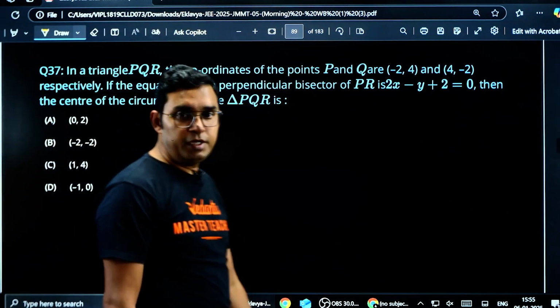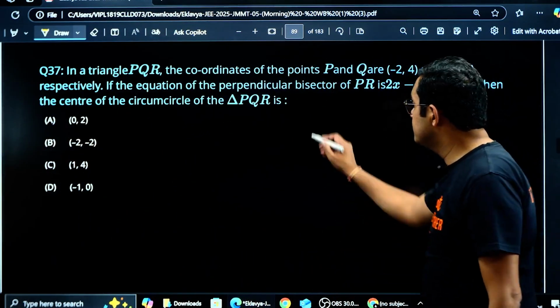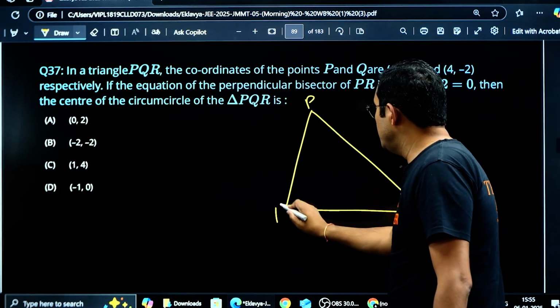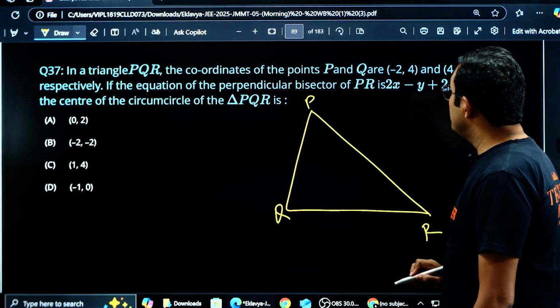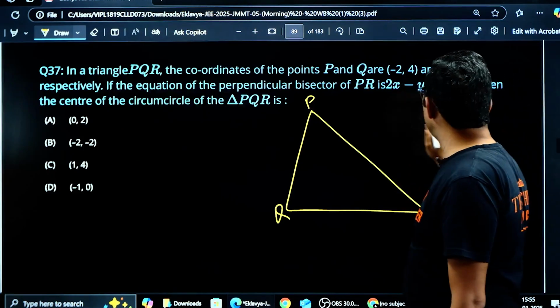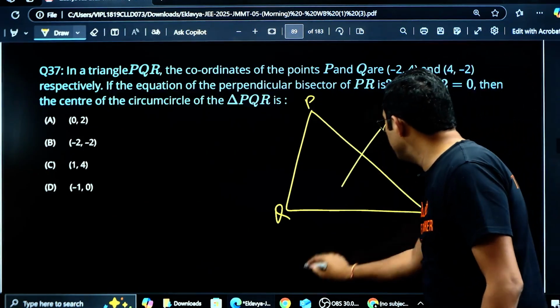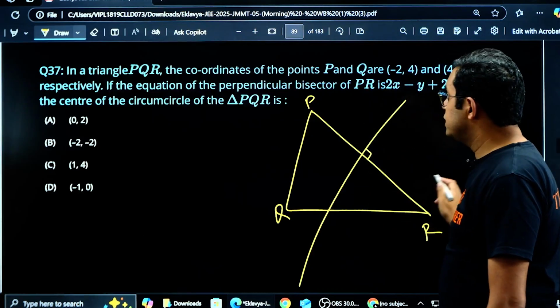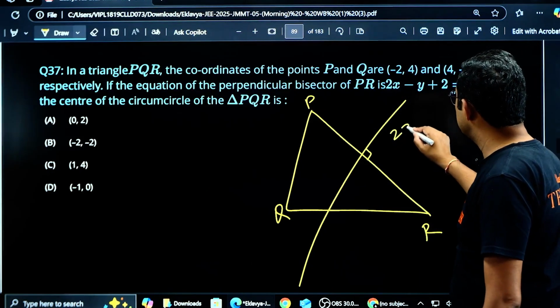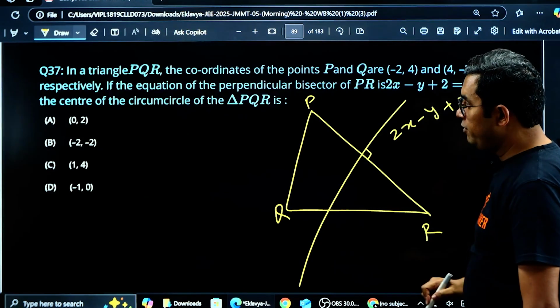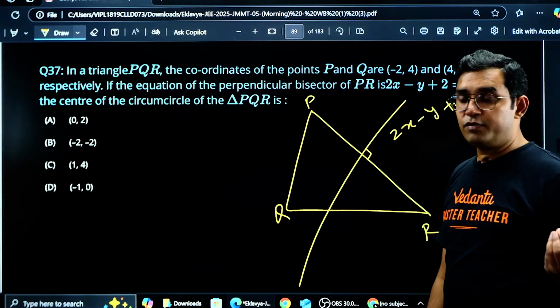Now coming to the next question, here we are given a triangle PQR. Okay, P here somewhere, QR. Coordinates of P and R are given, that is -2, 4 and R 4, -2. Equation of perpendicular bisector of PR is also given, that is 2x minus y plus 2 equal to 0. Then we have to find the circumcenter of triangle PQR.